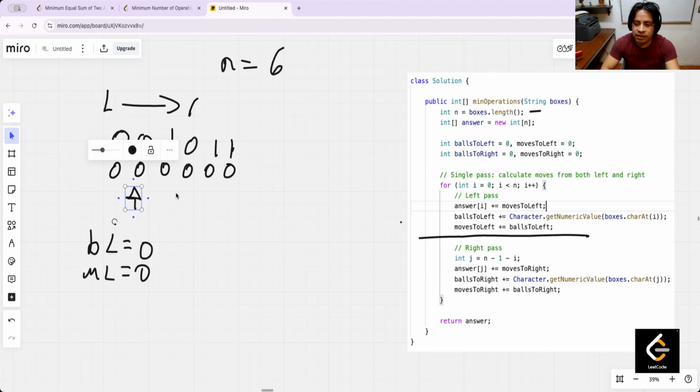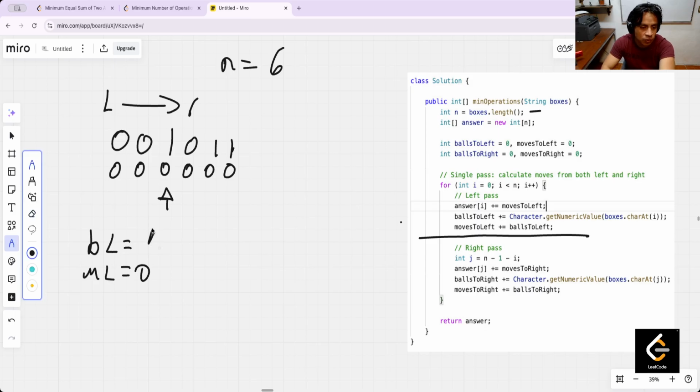Now move to the next. The next is this, which is 0 and 0. Move to the next. Here it is different because it is 1, but currently moves to left is still 0. Balls to left is updated to 1, because 0 plus 1 is 1. And moves to left is still 0 because its value before this operation was 0.